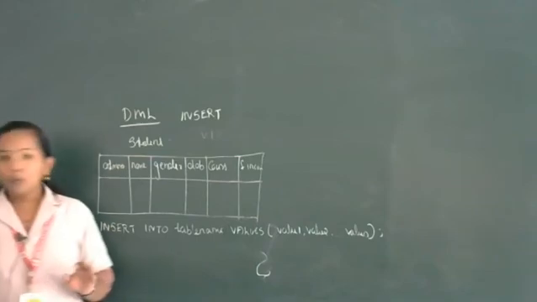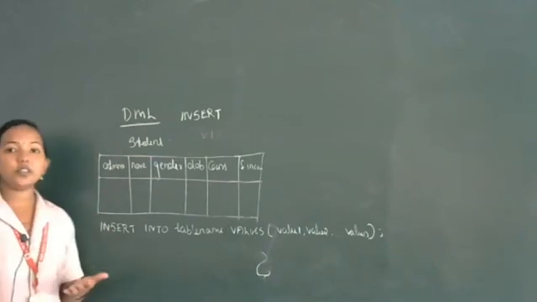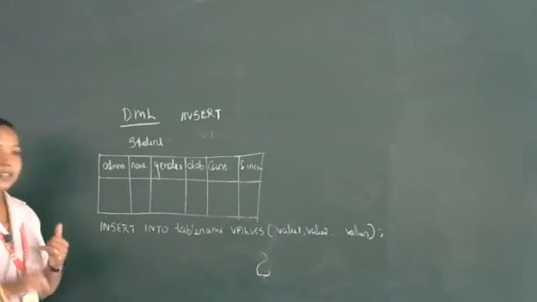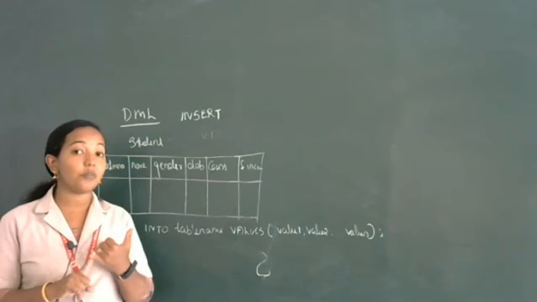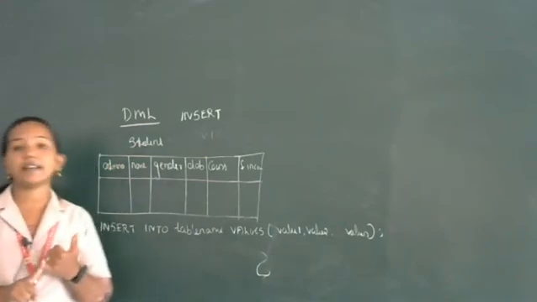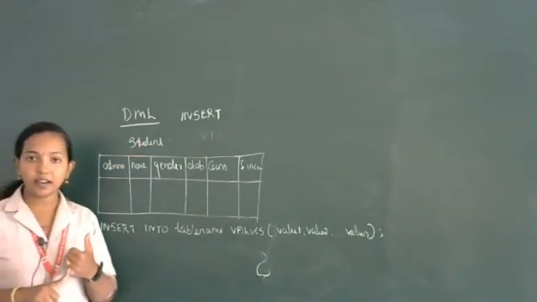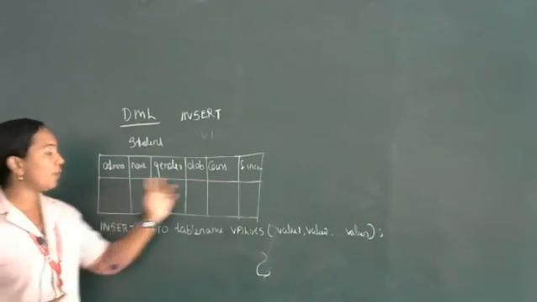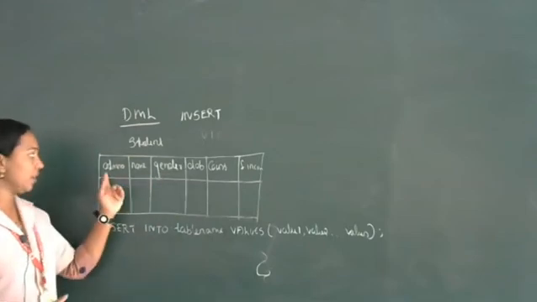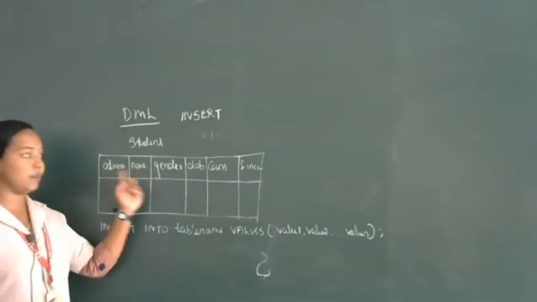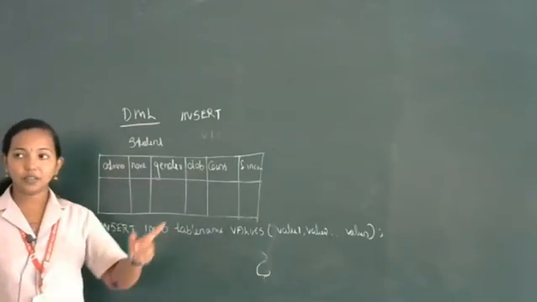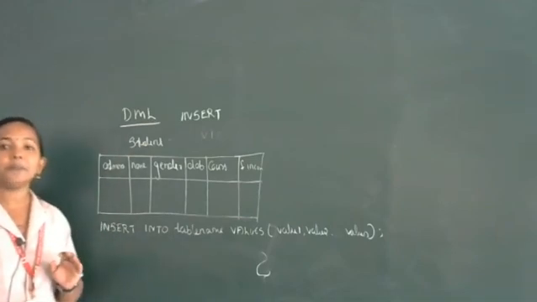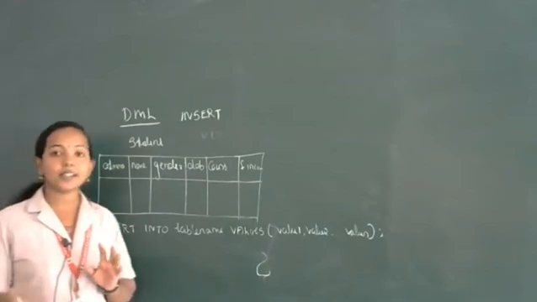Then while we are inserting values into the table, you want to follow some rules. First, you want to take care of all the column constraints. If it is not null, then definitely a value should be present. Second, you want to follow the same order. Here it is admission number, name, first column, second, third, fourth, like that. So always follow the same order when you are inserting values into the table.